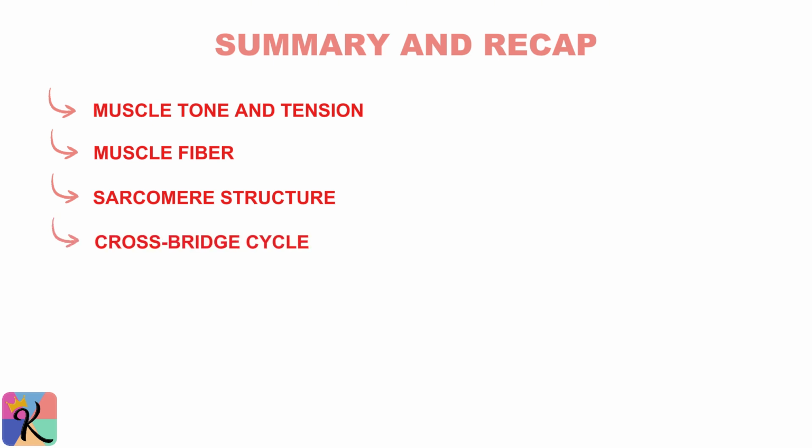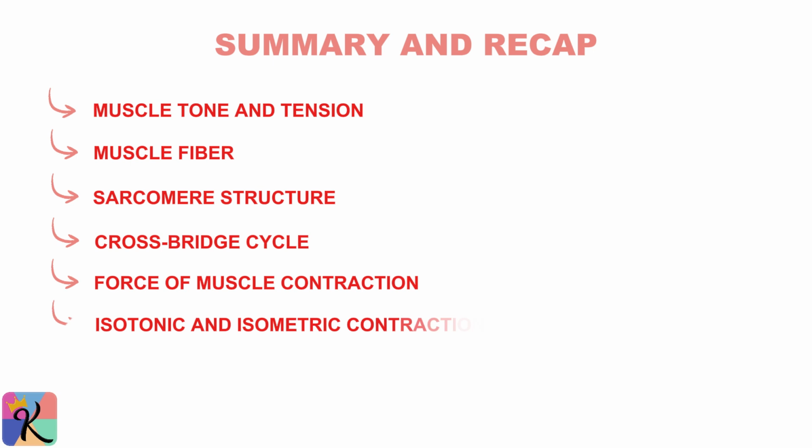We delved into the cross-bridge cycle, where myosin heads bind to actin, powered by ATP and regulated by calcium. We discussed the factors that influence the force of muscle contraction, including muscle size, the number of active fibers, stimulation frequency, sarcomere length, and contraction velocity. We differentiated between isotonic and isometric contractions, seeing how muscles can change length or maintain the same length while generating force. We highlighted the crucial roles of calcium and ATP in muscle contraction and relaxation. Finally, we saw how muscles relax, resetting the system for the next contraction.